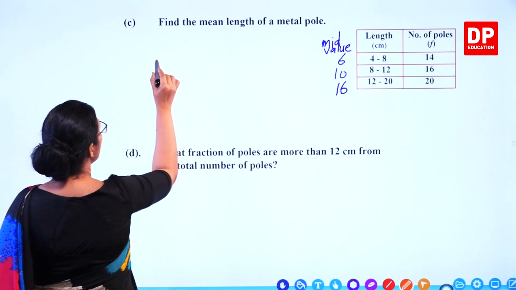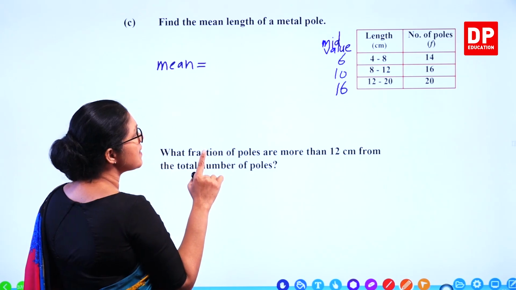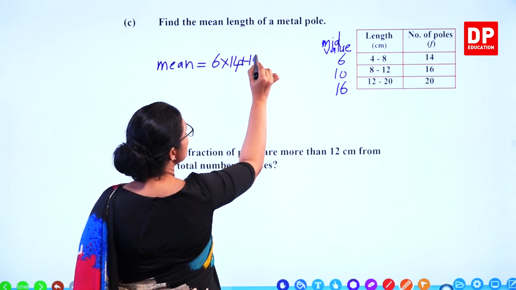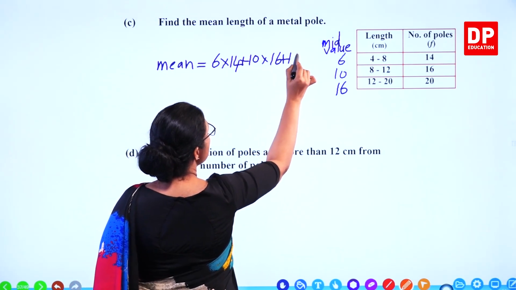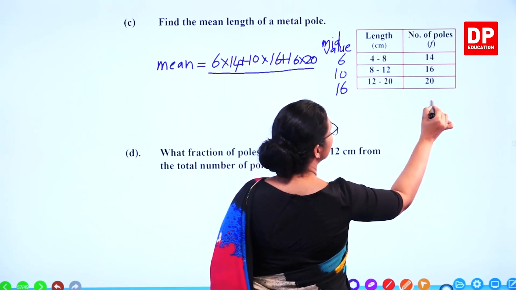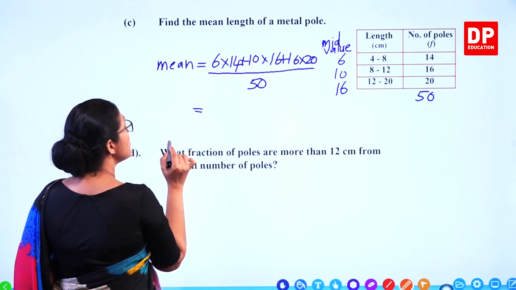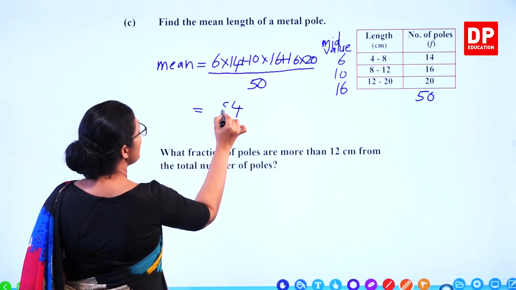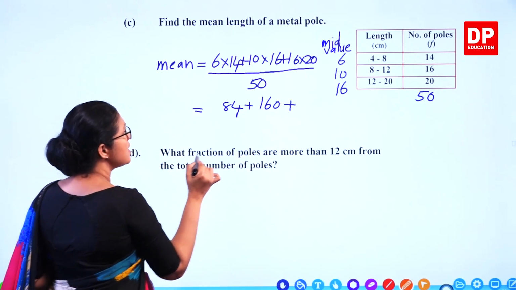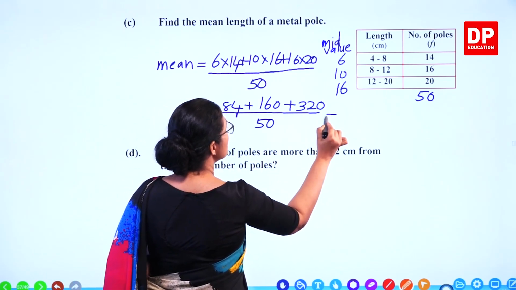And now we can find out the mean value. That means total fx divided by total f. Mid value is x and f is there. So 6 into 14 plus 10 into 16 plus 16 into 20. Divide by the total, you get 50. Now multiply. 6 into 14, 84. 10 into 16, 160. 16 into 20, 320. Divide by 50. So what's the value?